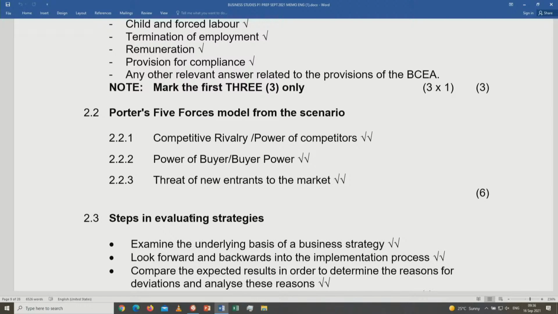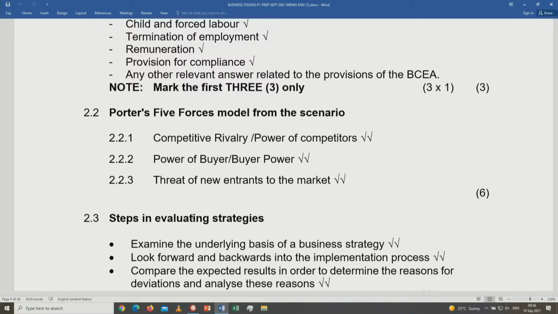Learners cannot take shortcuts. For example, learners cannot simply write competition. If a learner simply wrote competition, that is wrong. It should be power of competitors or competitive rivalry. The second one there, the learner can't just write buyers or simply customers or whatever. It has got to be power of buyer or buyer power.